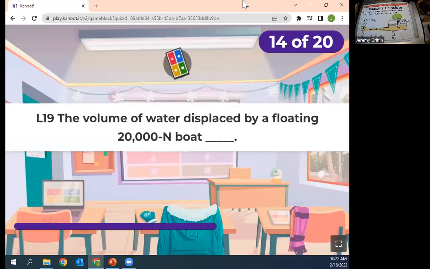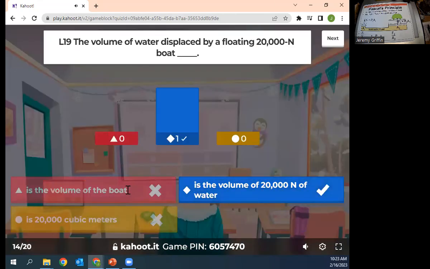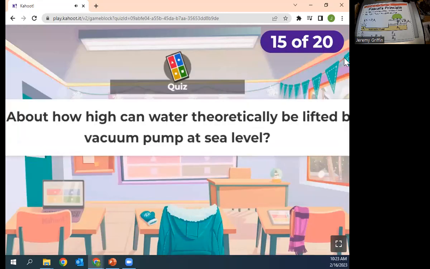Volume of water displaced by a 20,000 Newton boat. Wouldn't that have to be the volume of an equivalent weight of water? That's one way of couching Archimedes' principle. 20,000 newtons of water, 20,000 Newton boat. The red one would be true if you're talking about maybe a submarine, but the blue one is true in general for most boats floating.